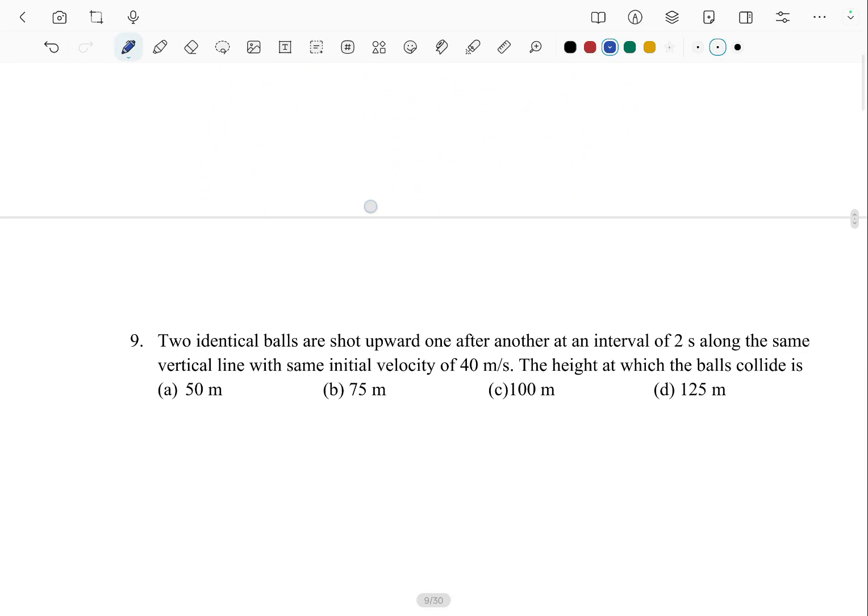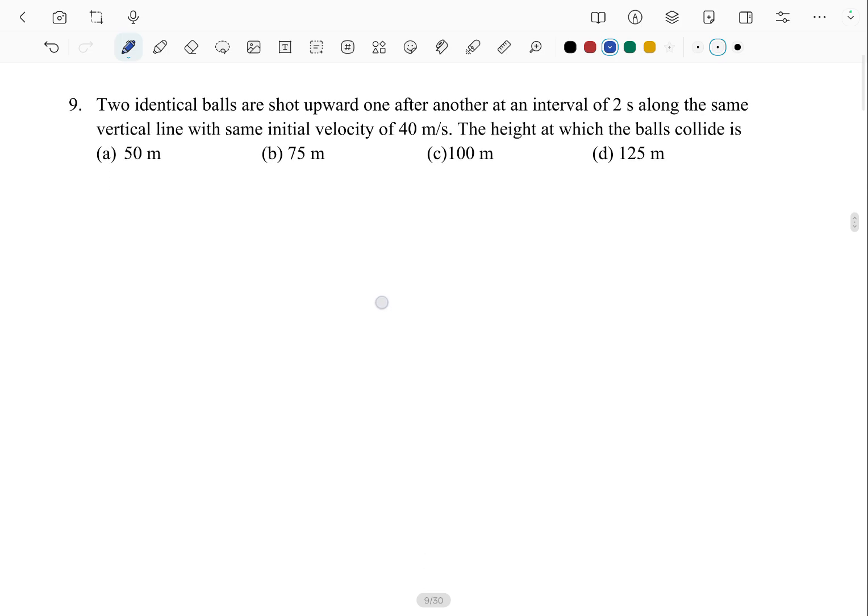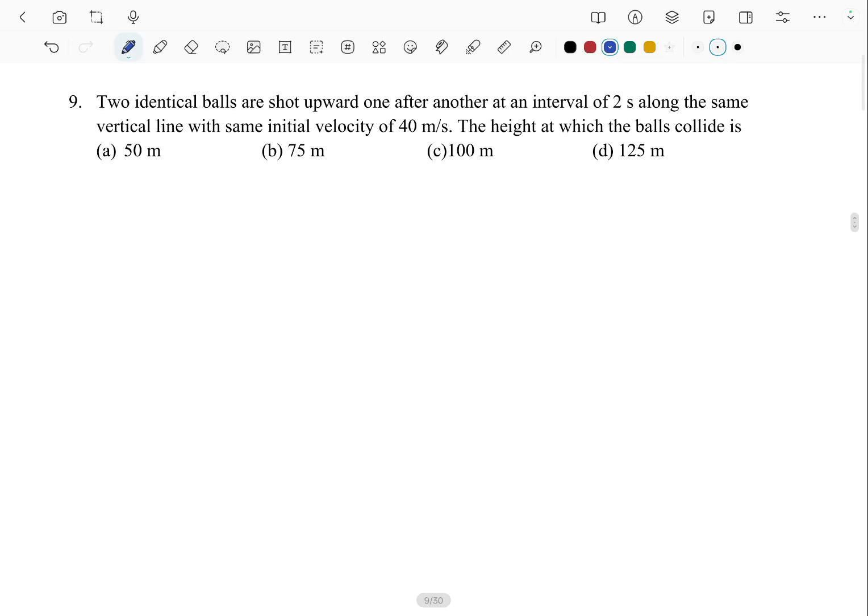The next question, question number 9. Two identical balls are shot upwards, one after another at an interval of 2 seconds along the same vertical line with the same initial velocity of 40 meter per second. The height at which the balls coincide. Now we need to find the height at which the two balls are going to coincide.